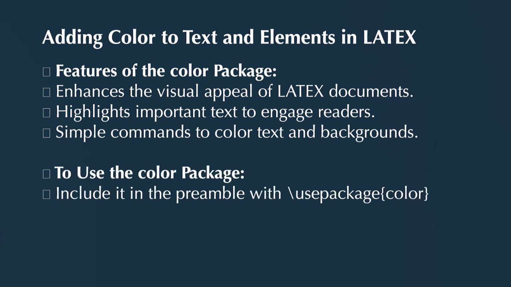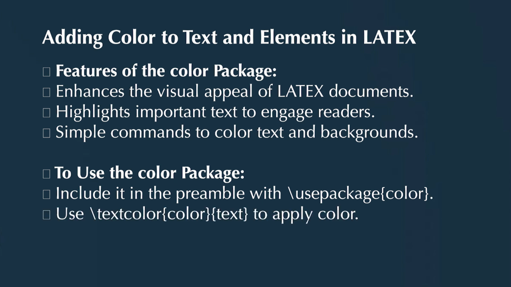To use the color package, start by including it in the preamble by typing \usepackage and then color. Once added, you can apply color to text using the \textcolor command. So it has two fields. The first one is the color and the second one is the text.